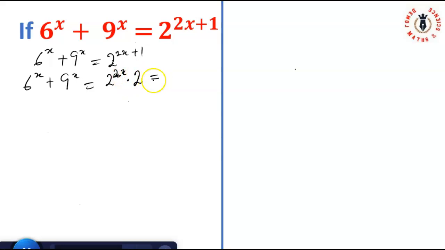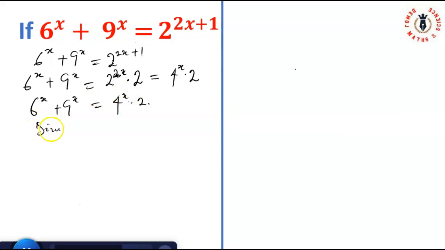So I can further break it down to be the same thing as 2 raised to the power 2x, that becomes 4, that's 2 squared all raised to the power x, that's 4 raised to the power x times 2. So that 6 raised to the power x plus 9 raised to the power x is the same thing as 4 raised to the power x times 2.